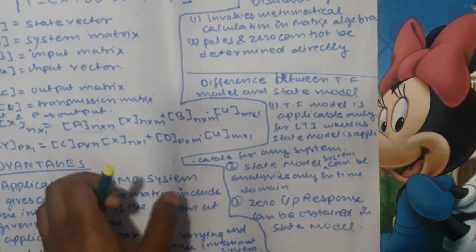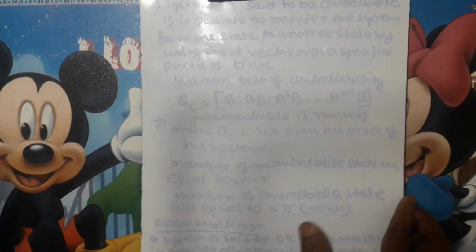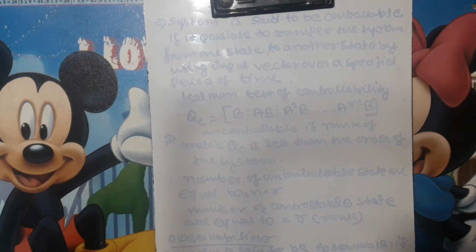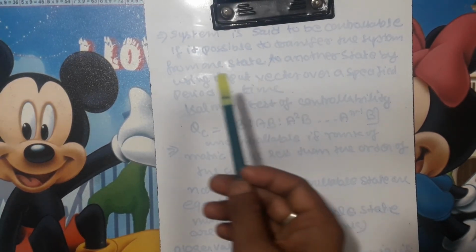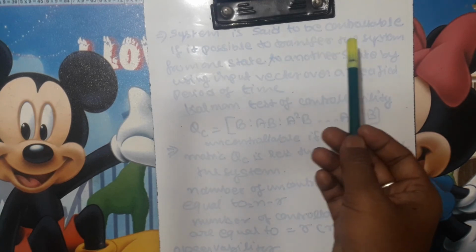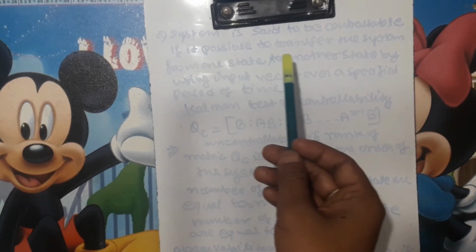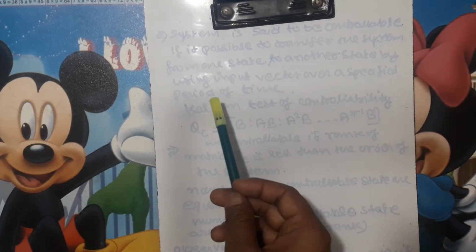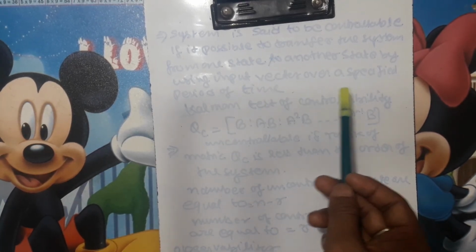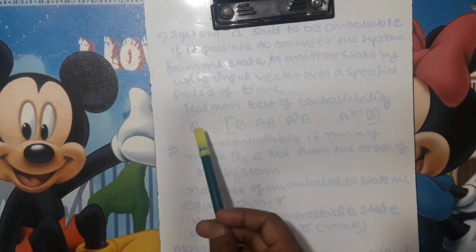Now we will learn about controllability and observability. So what is controllability? A system is said to be controllable if it is possible to transfer the system from one state to another state by using the input vector over a specified period of time.